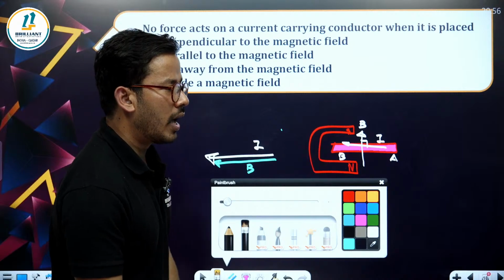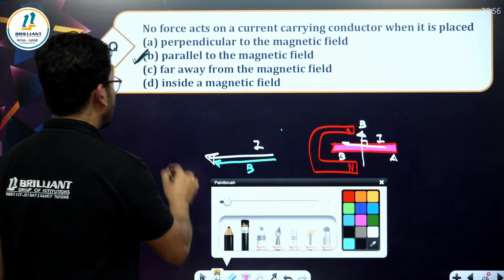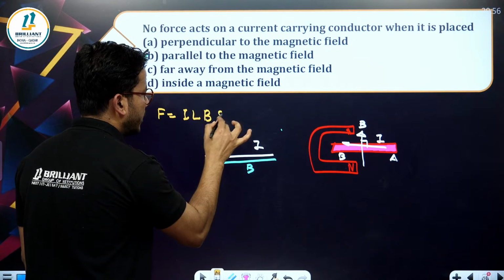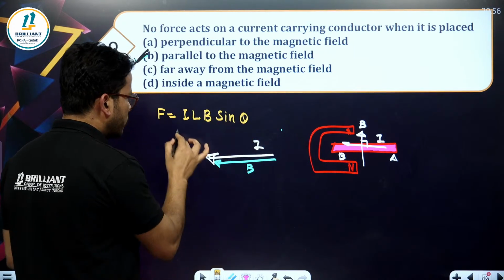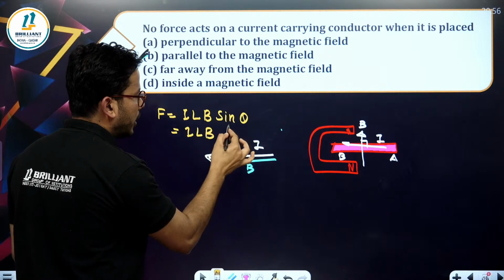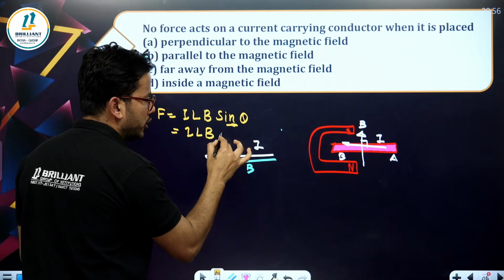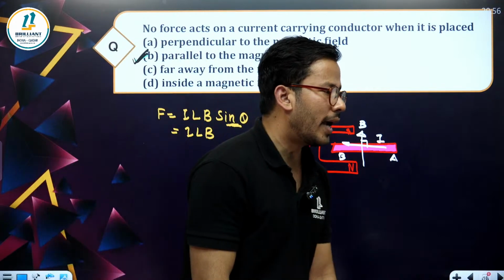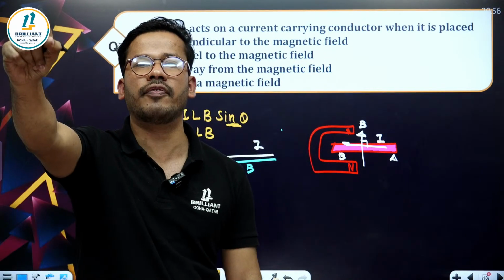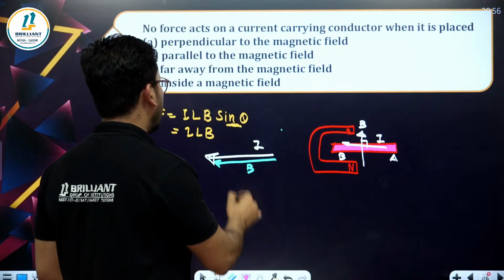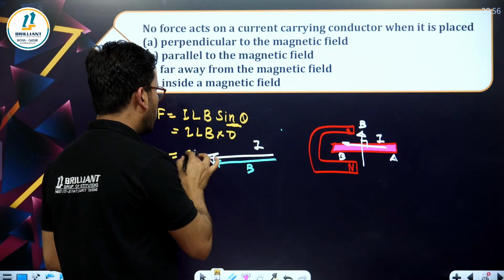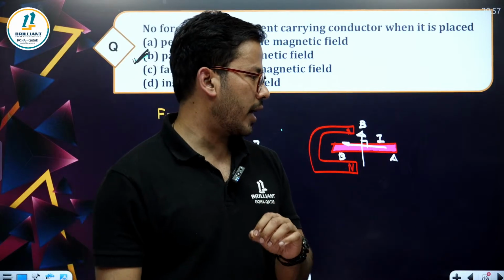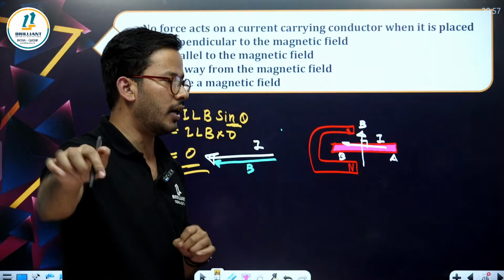Sine 0 degree, right? What happens if it is sine 0 degree? Somebody is telling, okay, let me write the formula. F equals ILB sine theta. What is the angle between them? You're going to tell me 0 degree, right? So sine 0 degree is how much? Sine 0 degree is 0. So when you multiply the entire value with 0, your result is 0. That's it. Beautiful.